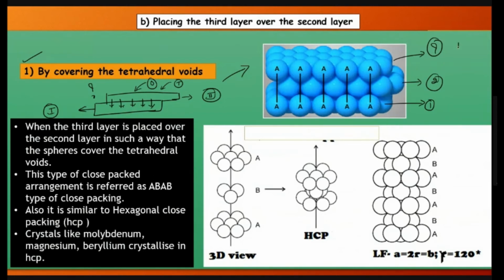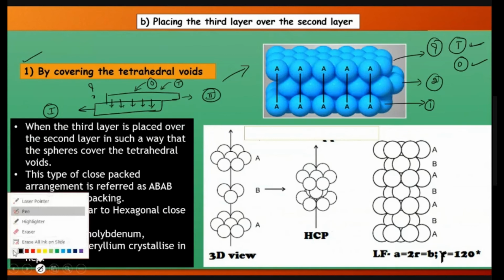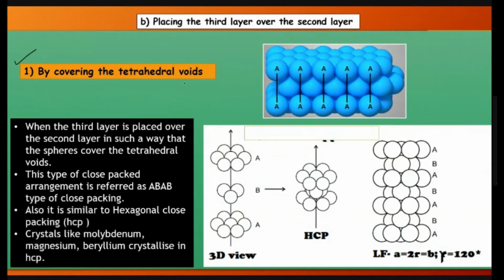Either I can place it by covering the tetrahedral voids. Tetrahedral voids are open, so you can directly see them in the picture. One way is by covering the tetrahedral voids. Another way is by covering the octahedral voids. First we will understand how the placement is done by covering the tetrahedral voids, and what coordination number we will study. Next we will go for covering the octahedral voids by placing the third layer.